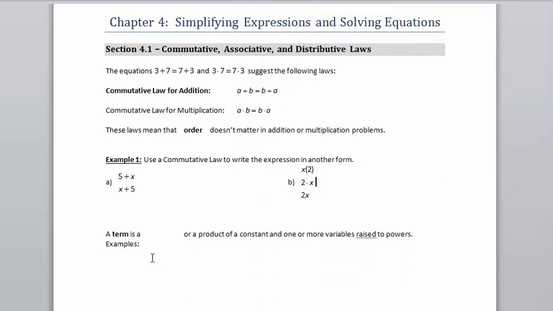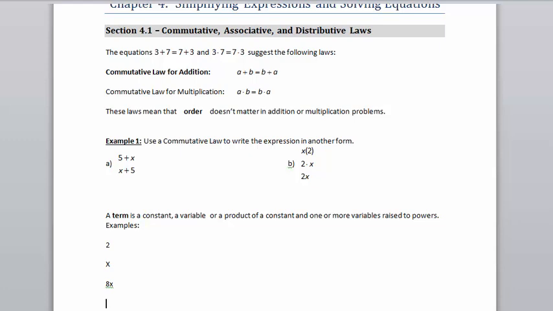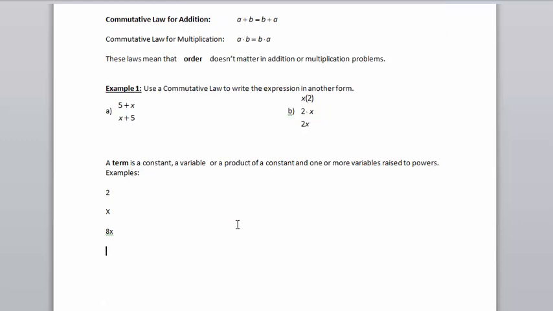Next definition. A term is a constant, a variable, or a product of constants and variables raised to powers. For example, a number just like 2 is a constant, is a term. A variable like x is a term. A product of a constant and a variable, something like 8x, would be a term. And those variables can have powers, so something like negative 4y squared would also be considered a term.